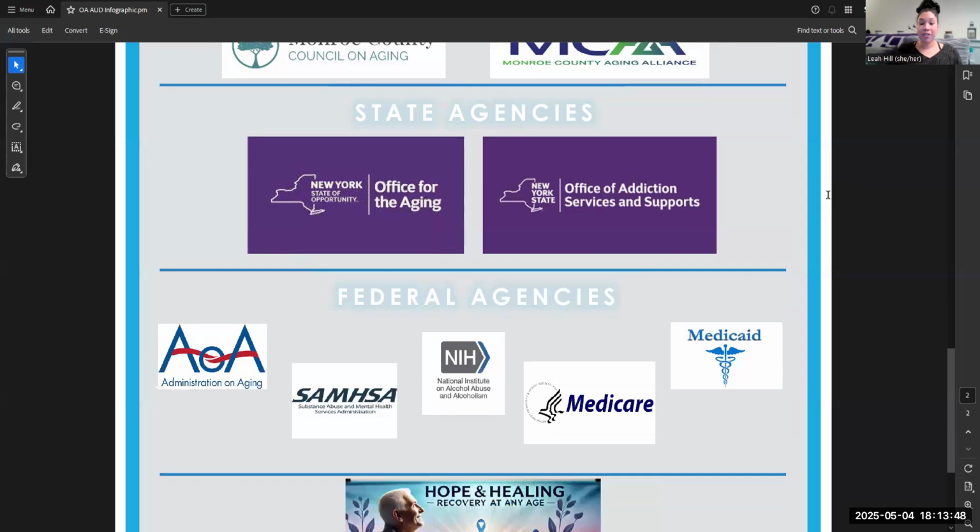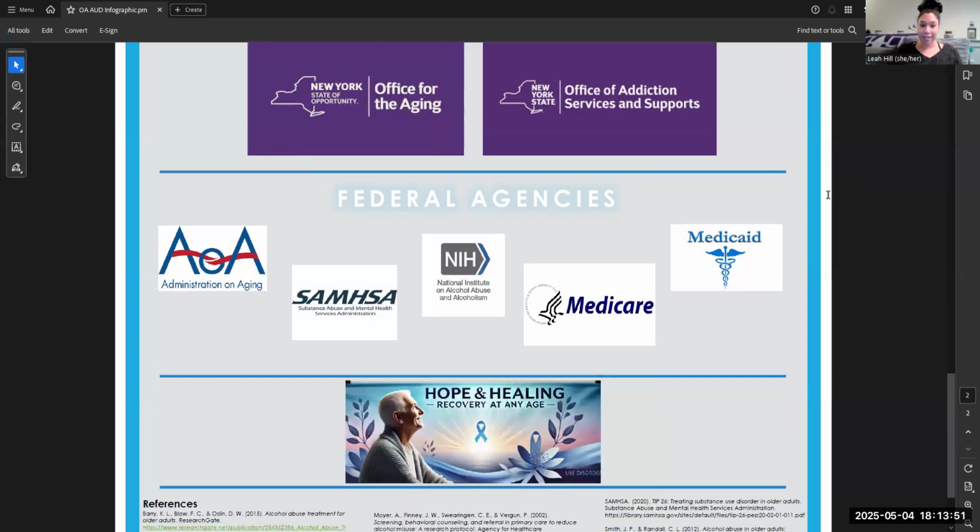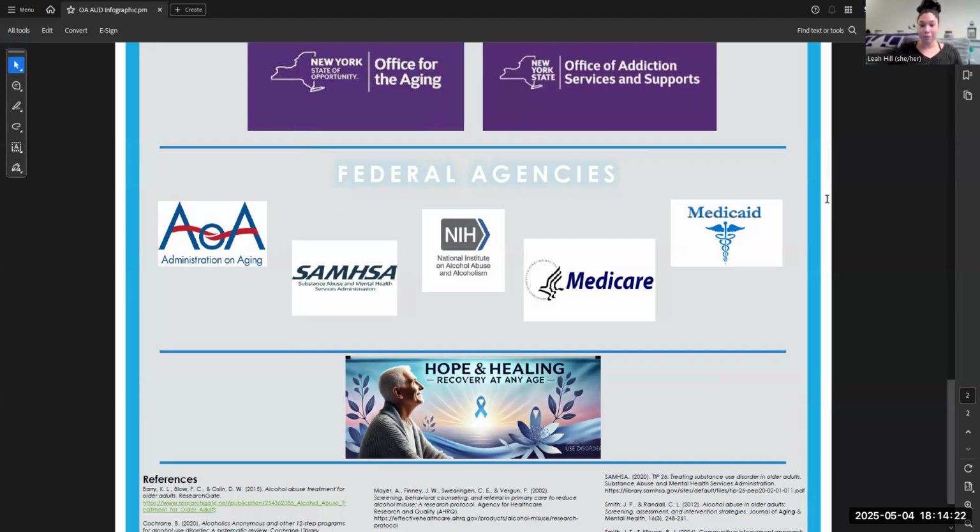And for further information, there are the federal agencies. These include the Administration on Aging, SAMHSA, our Substance Abuse and Mental Health Services Administration, the NIH National Institute on Alcohol Abuse and Alcoholism. Information can also be gathered via Medicare and via Medicaid, who can help to identify various options for supporting an older adult who is looking for some sort of treatment or recovery path for their alcohol use disorder.